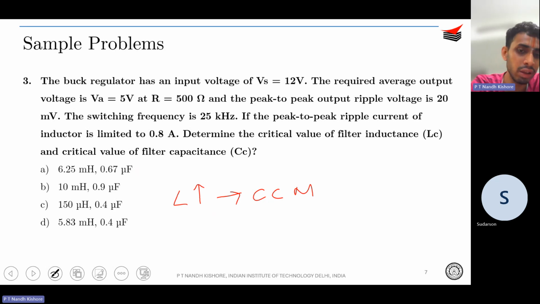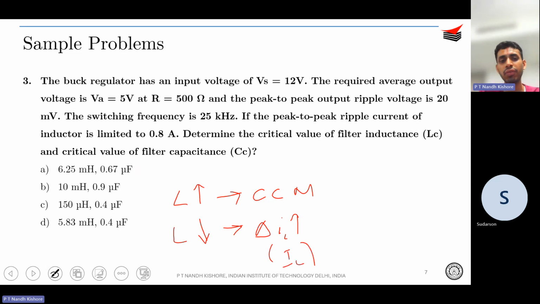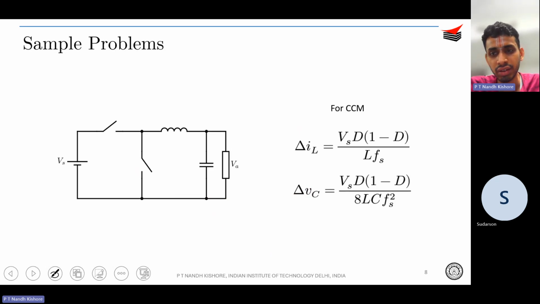On the contrary, if your L is smaller, then what happens is your delta IL is very large compared to the average inductor current IL, right? So if your IL, the average inductor current itself, is very small, then your delta IL becomes comparable to that, right? So during that condition, the converter may go into DCM mode. So there is obviously a boundary between CCM and DCM, right? Based on that, they have asked you what is that value of filter inductance and correspondingly tell the value of filter capacitance, right? So this is again a straightforward question.